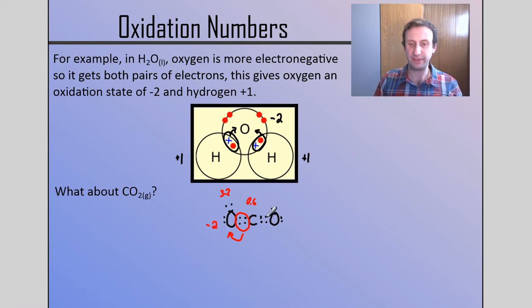This O will be the same. It's sharing 2 pairs of electrons. It brought 2. The other 2 are carbon's, but they spend more time around the O than they do around the carbon. So this also is going to have an oxidation number of -2. Now, because at the end of the day, this is going to come out to an oxidation number of 0 for the whole compound, carbon will end up having a number of +4 then.